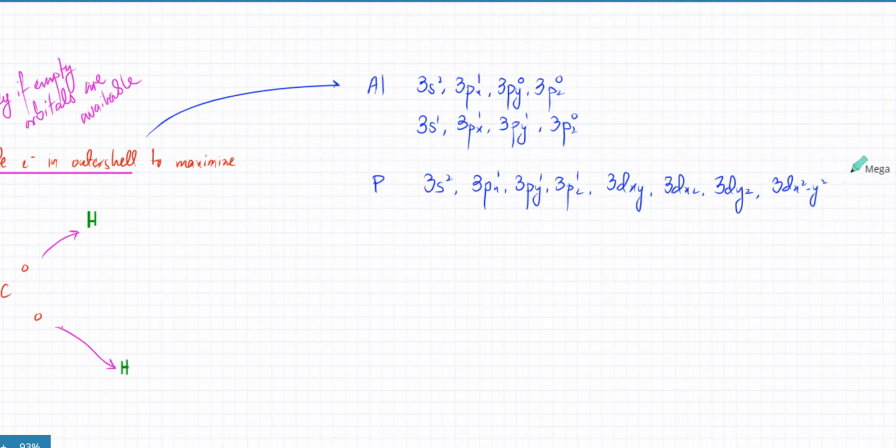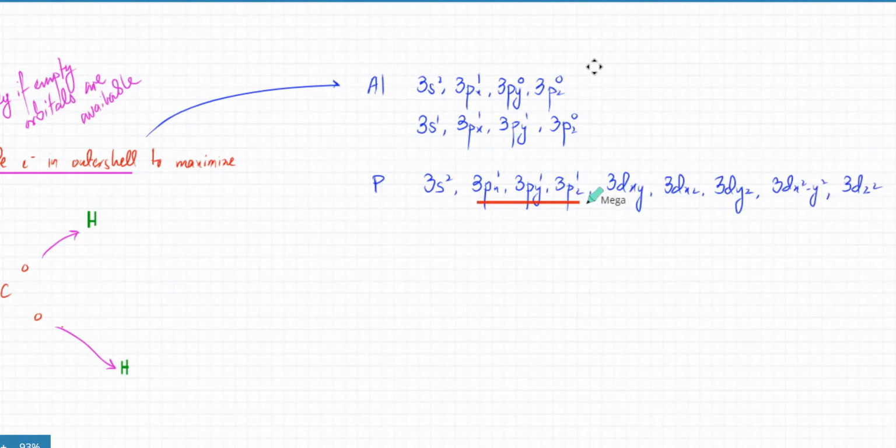So the third shell is really big. D has 5 orbitals, but all of them are empty. It's a completely empty d orbital. Now, phosphorus at the moment can make 3 bonds.